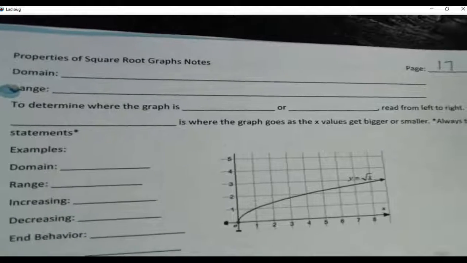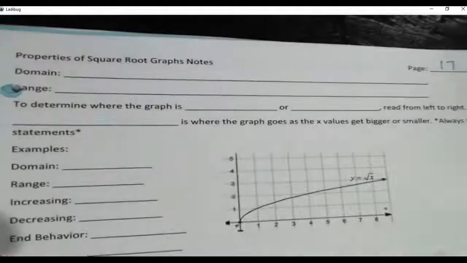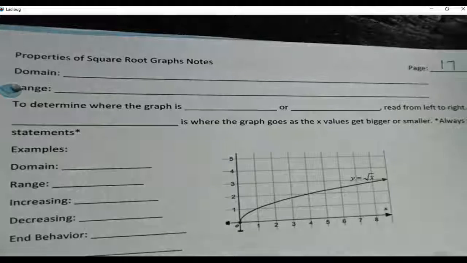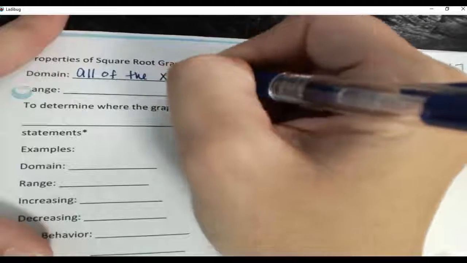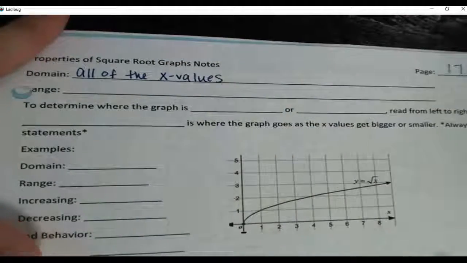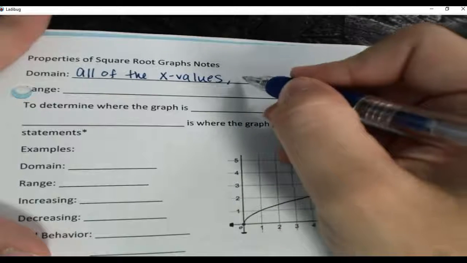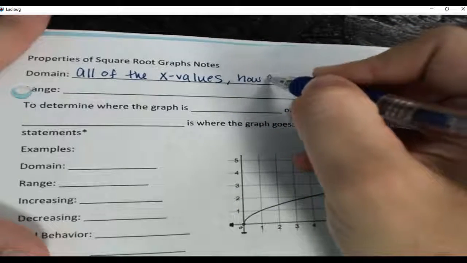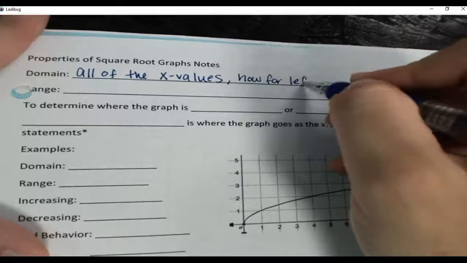Does anybody remember what the domain is? It was all reals because we were talking about parabolas. But now we're not talking about parabolas, so it's going to be a little bit different. But the domain is all of the x values. And so we want to know how far left and right the graph goes.